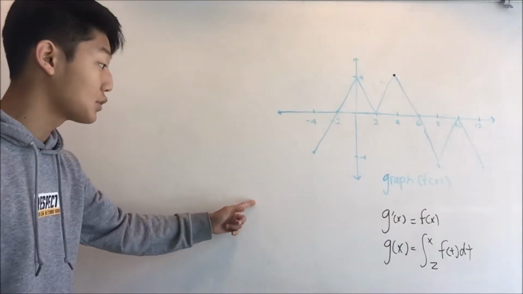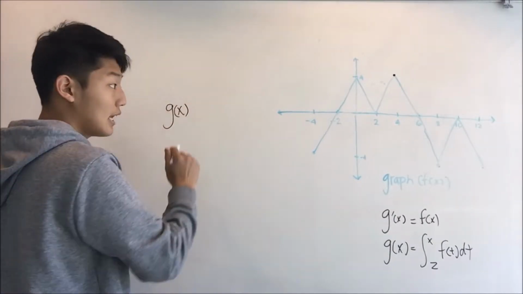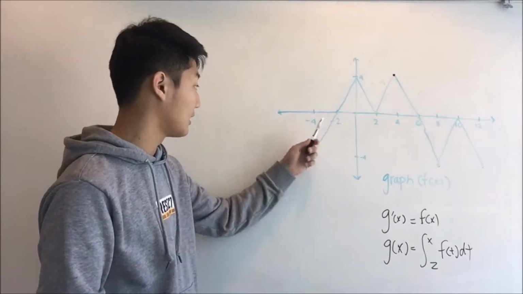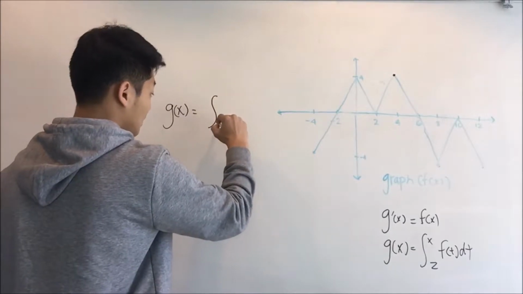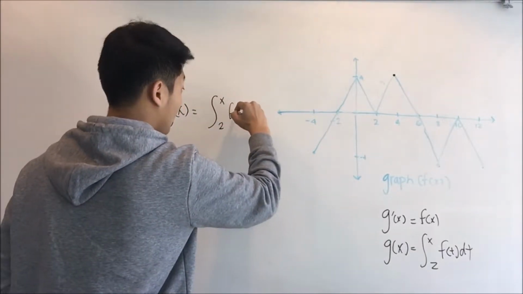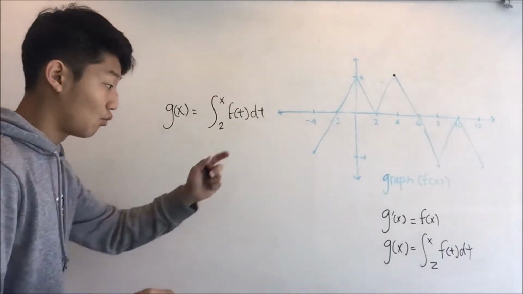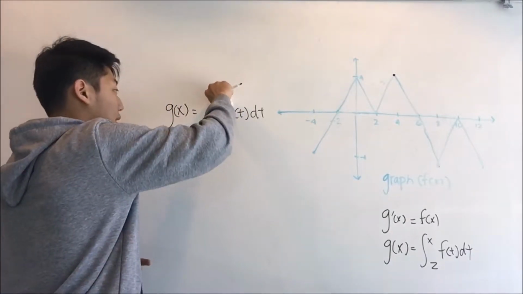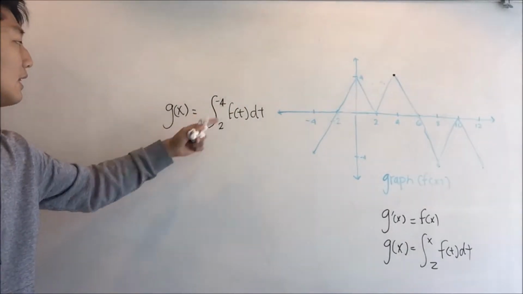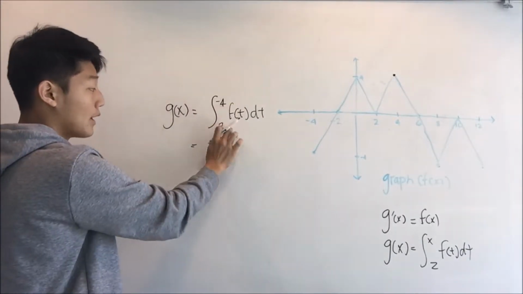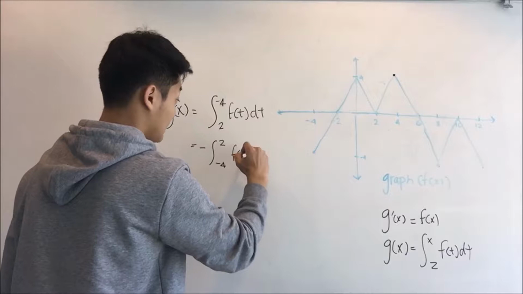So let's try first with -4. So g of x, this is integration, and because they give only the triangles, it will be really easy for you. The integral from 2 to x of f(t) dt, right? However, right now we're trying for -4, so -4. And you can say, that's not right. So what? The lower number always has to be at the bottom. So put a negative there, the negative of the integral from -4 to 2 of f(t) dt.